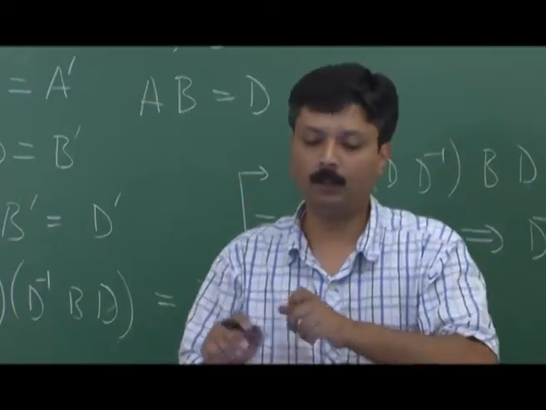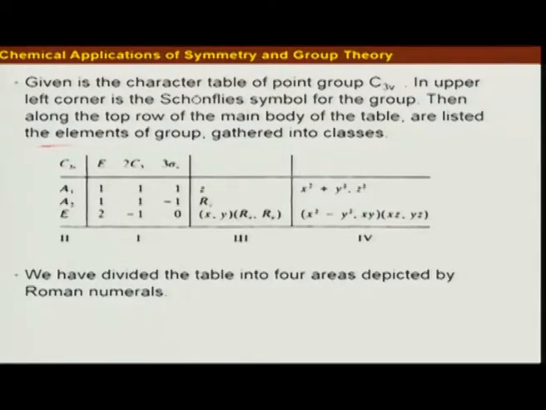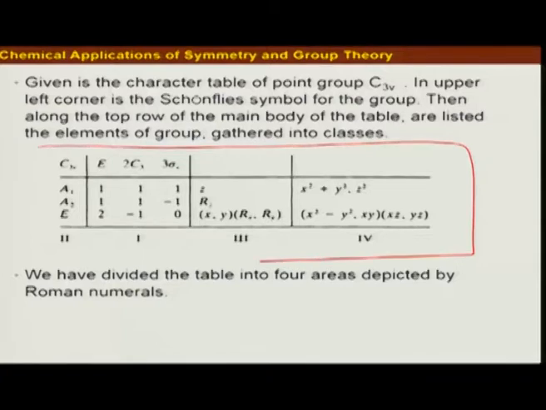on your screen. So this is the so-called character table of one particular point group. Essentially this table tells us a lot about the symmetry of the particular molecule which belongs to this particular point group, C3v here. Okay, so a quick look at this table will tell you that there are several sections in this table.